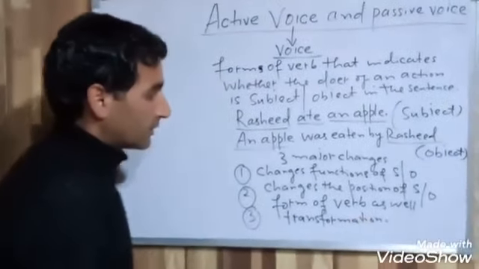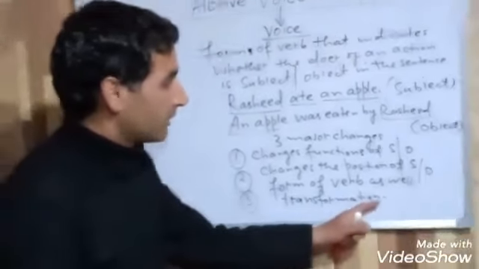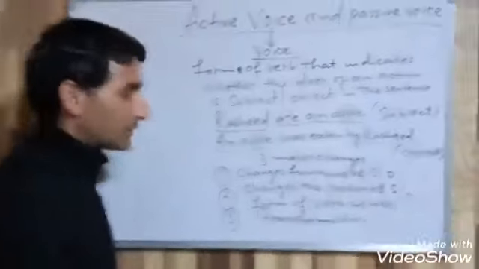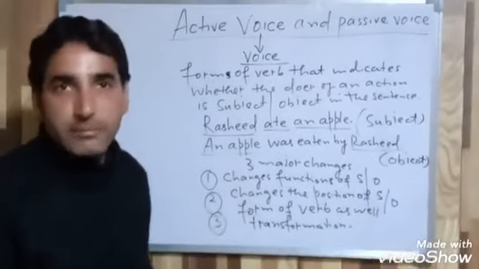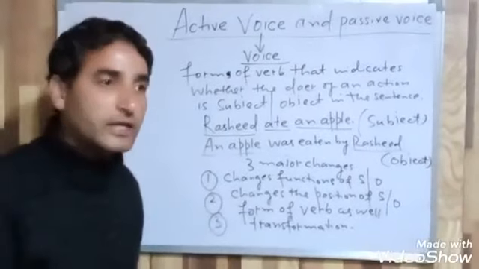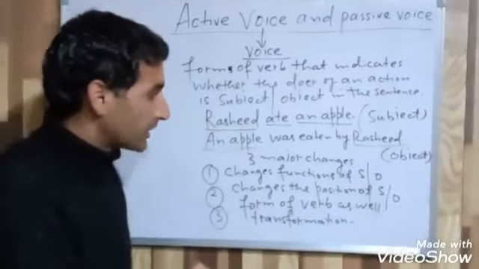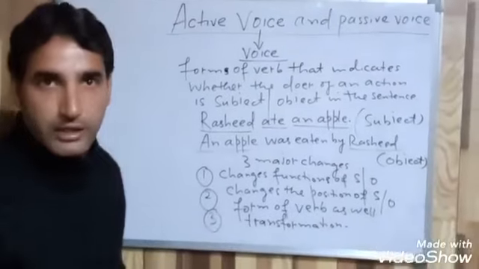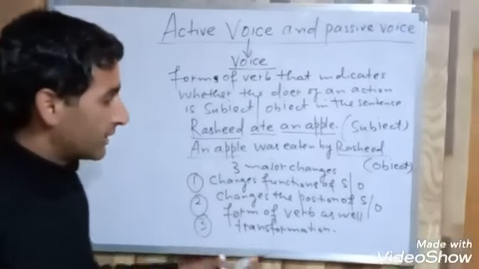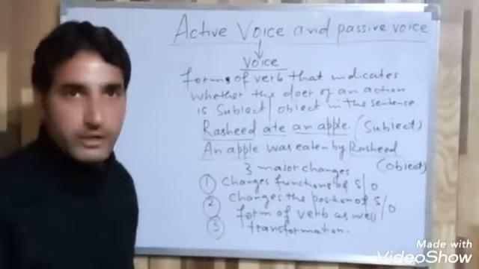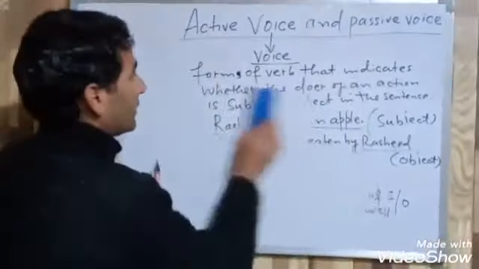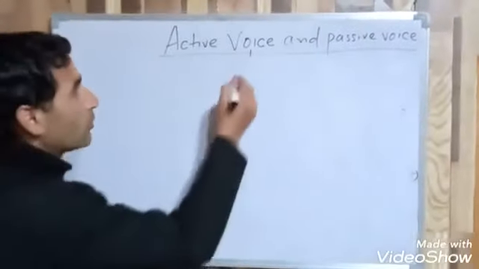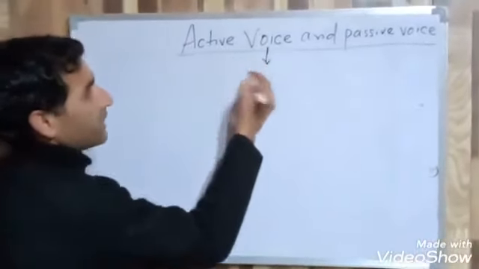which alters only the grammatical functions of the constituents. So simply we can say it does not change the basic meaning of a sentence, it only changes the grammatical functions of the constituents. That is why we say that it is a kind of transformation. Now this voice is of two types, or two kinds.